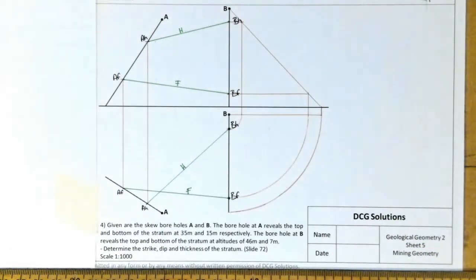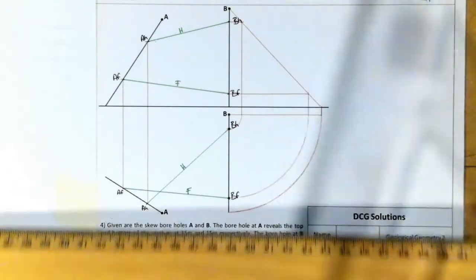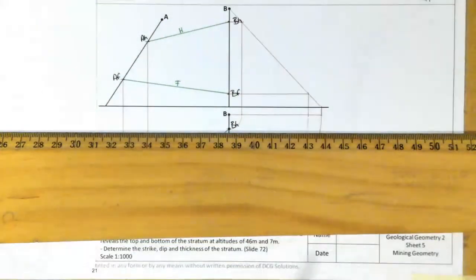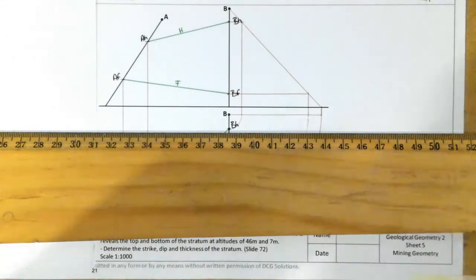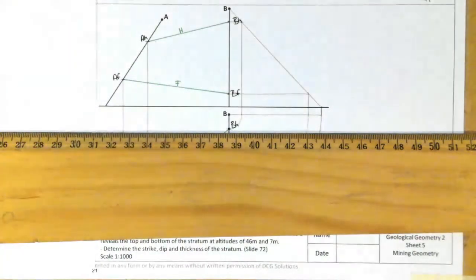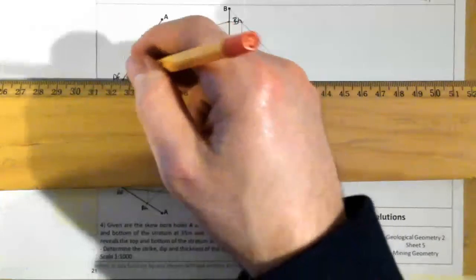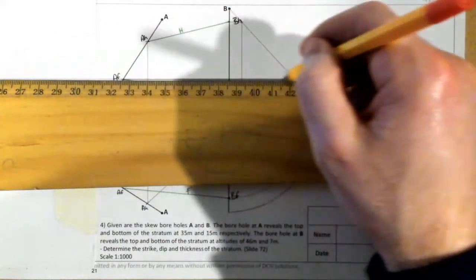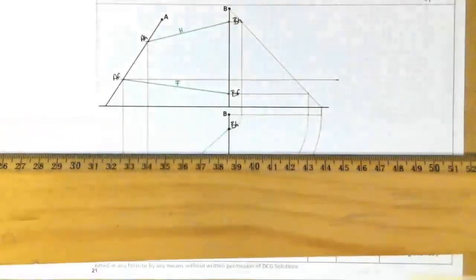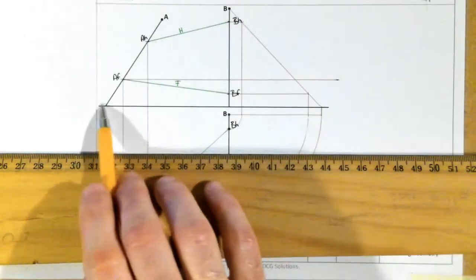Okay. Now at this stage, what we want to do is get a strike line, because we have to determine the strike, the dip, and the thickness of the stratum of ore. So, how do we create a strike line? Well, first of all, a strike line is got by creating planes. So, at AF, I am going to do a level line. This time I said I was going to do it off my footwall, so I'm going to do a level line parallel with the XY line.